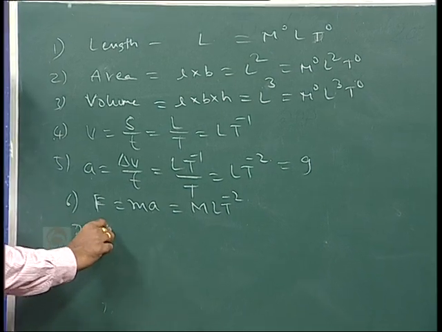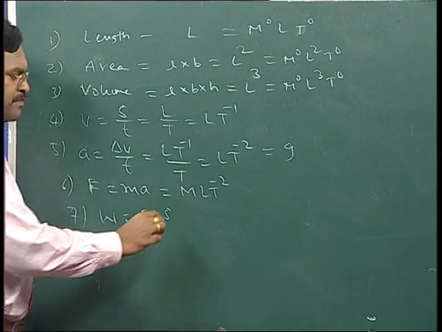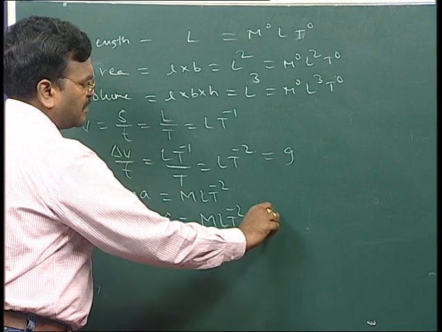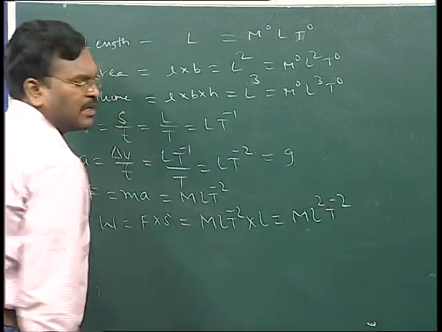Next one, work done. Work done is equal to what? Force into displacement. Force how much? M L T power minus 2. Displacement how much? L. What are we getting now? M L square T power minus 2.